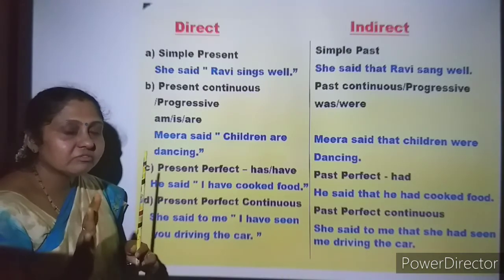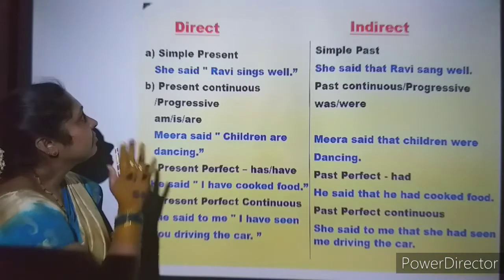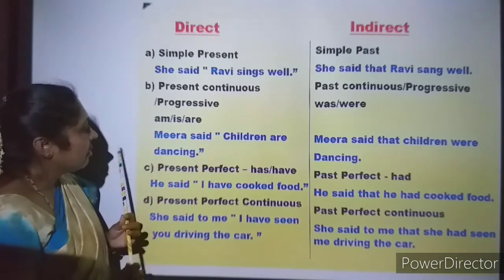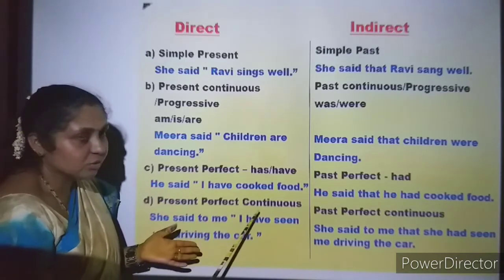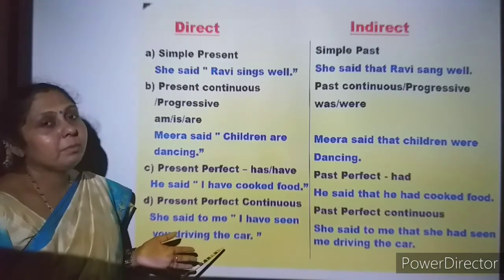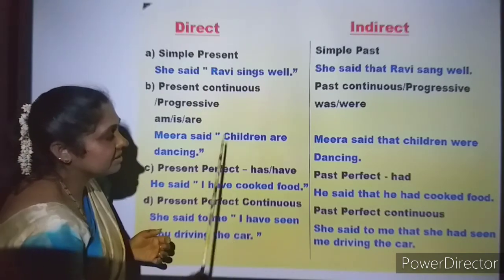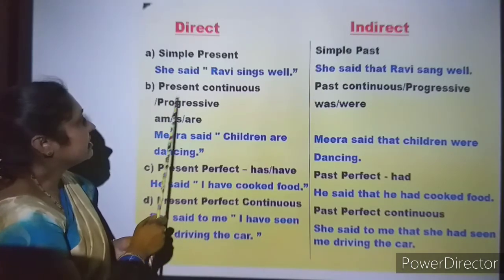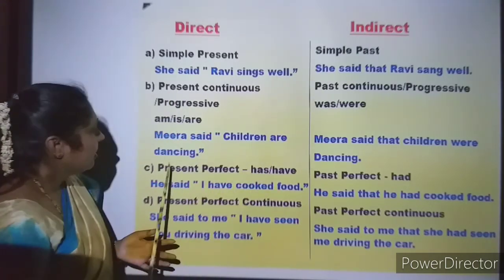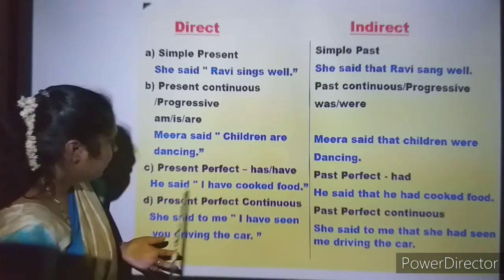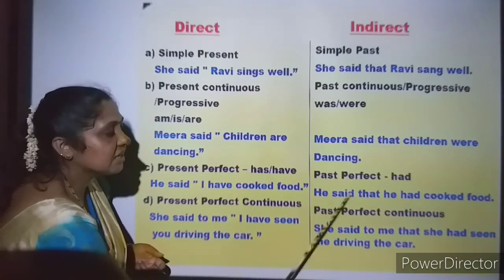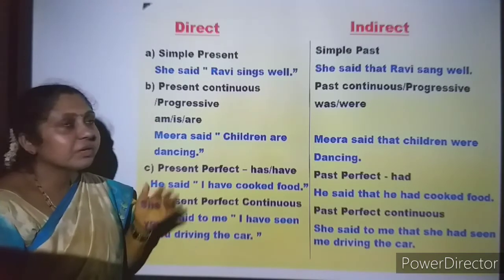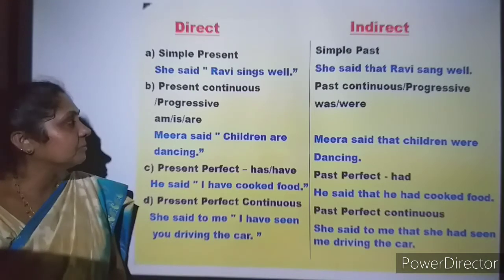So mainly what you have to keep in your mind is that simple present, present continuous, present perfect and present perfect continuous are all the different forms of present tense. Most of them will change to the past: simple present to simple past, present continuous to past continuous, present perfect to past perfect, present perfect continuous to past perfect continuous. So this is very important. This also you can go on reading again and again.